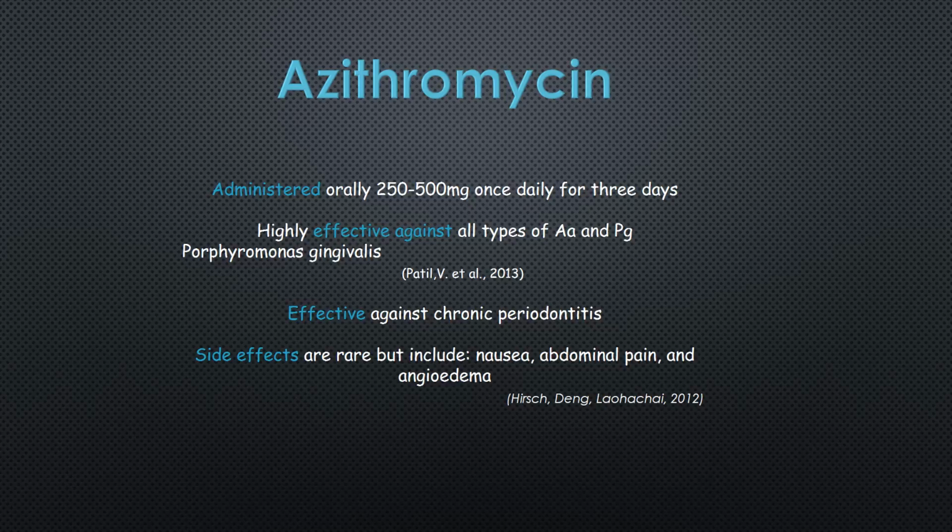Azithromycin can be administered orally in a dosage of 250 to 500 milligrams once daily for 3 days. It is highly effective against all types of AA and against P. gingivalis. Azithromycin is often used to treat chronic periodontitis. Side effects include nausea, abdominal pain, and angioedema.